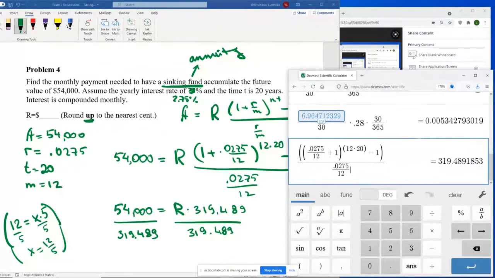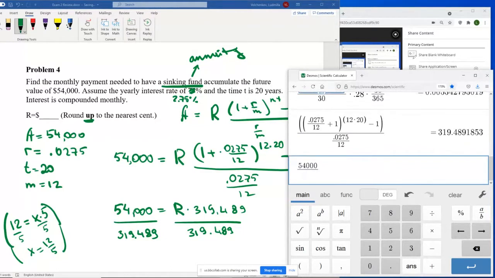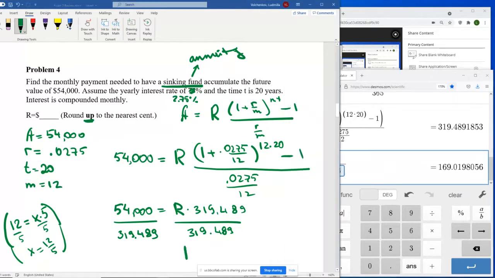Okay. In my calculator, I can use the answer feature here. So 54,000 divided by the answer from the previous step. And I get a regular payment R equal to $169.02.